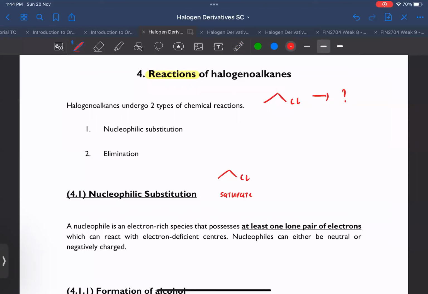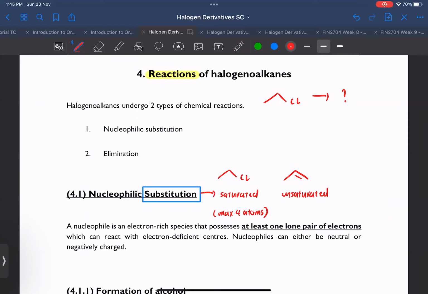What is an unsaturated molecule? We know that unsaturated usually has a double bond, so let's just put an alkene for example. Saturated is full of single bonds. As you can see, the carbon atom already has a maximum of 4 atoms around it. If it already has a maximum of 4 atoms, can it undergo addition? Can you add more groups onto it? No, because you're already at the maximum. So what you can only undergo is substitution. Whenever you see functional groups that undergo substitution, it's because they are saturated.